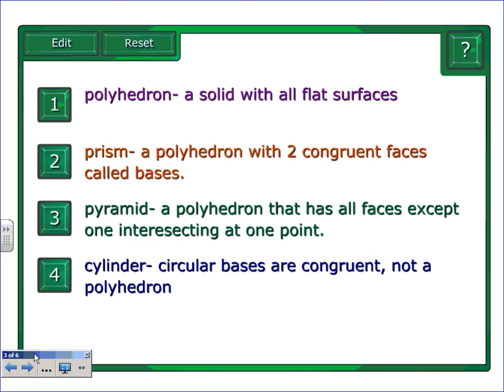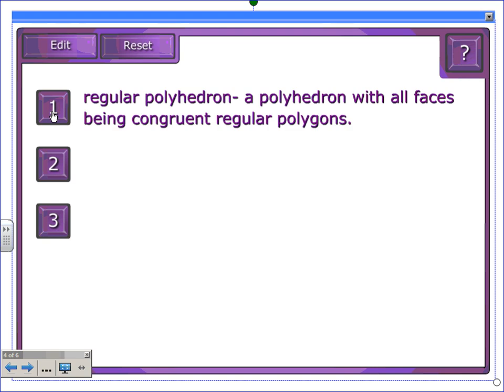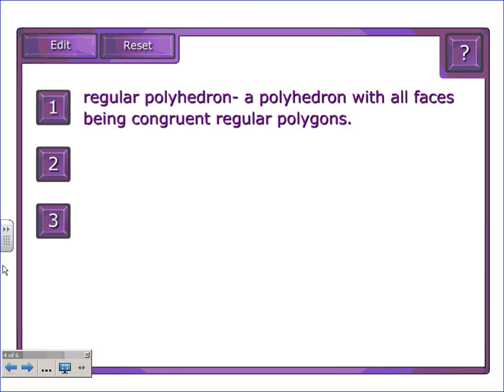So any questions on the four that we have so far? No? What's next? Ooh, regular polyhedron. Well, we've done regular polygon, right? Regular polygon meant that all the sides and all the angles were congruent. So what do you think it means for a regular polyhedron? All faces are, yeah. A polyhedron with all faces being congruent regular polygons.